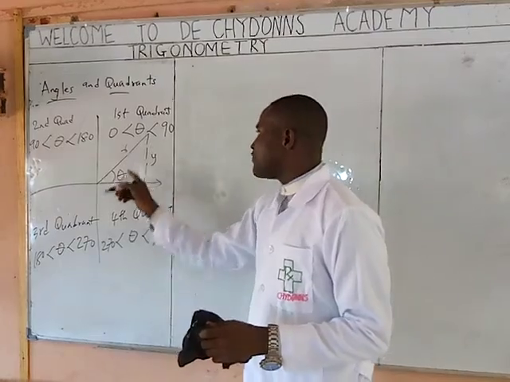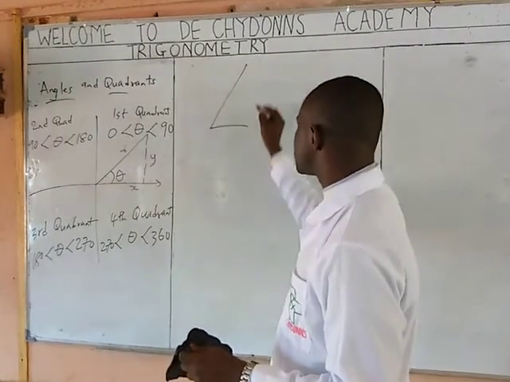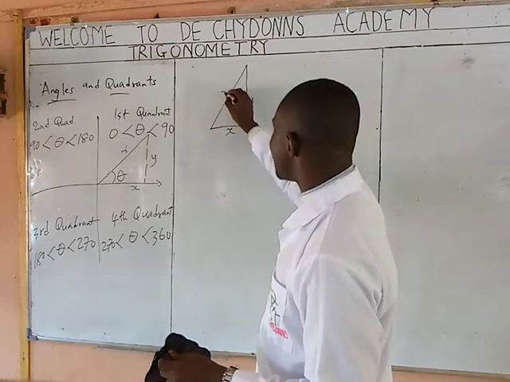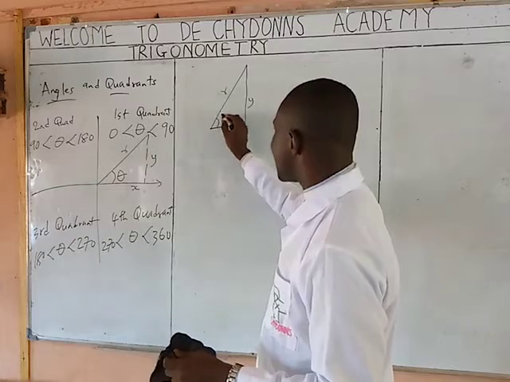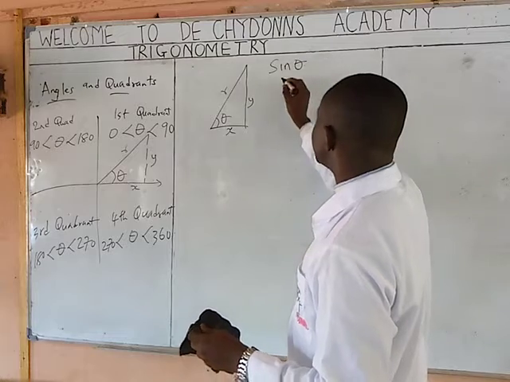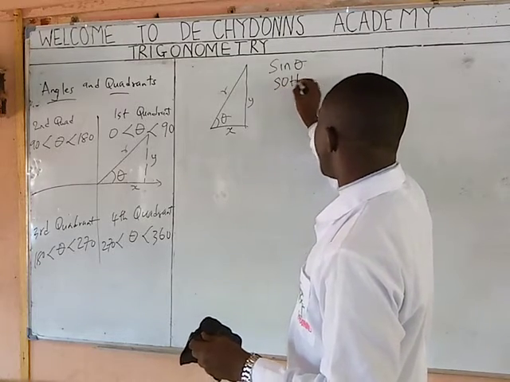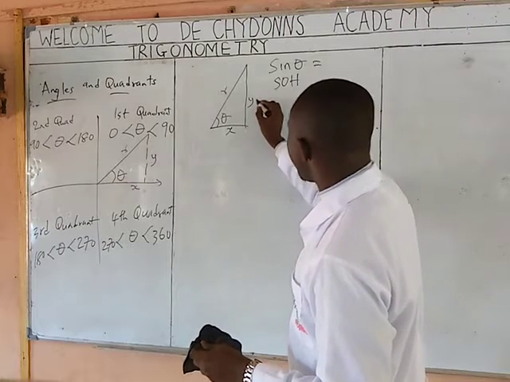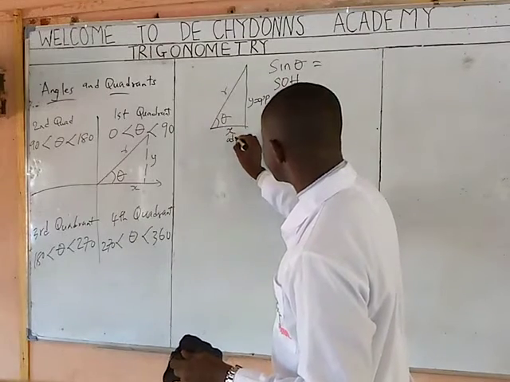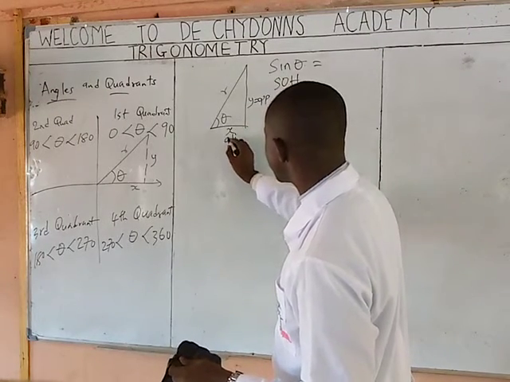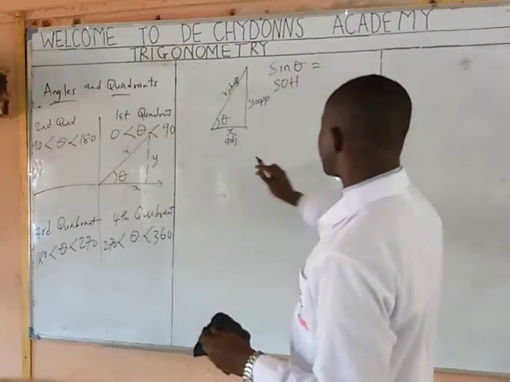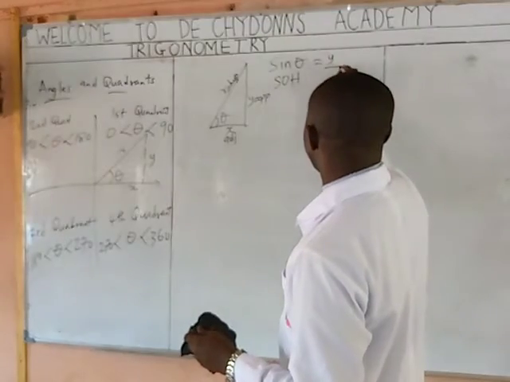Then, let's see what happens in the first quadrant. We sketch it out. Here is Y, here is X, and here is R. Then we have angle theta here. That tells us that when we talk about sine theta, it means opposite over what? Hypotenuse. So here Y is opposite, X is adjacent, and R is hypotenuse. Opposite over hypotenuse gives you Y over R.